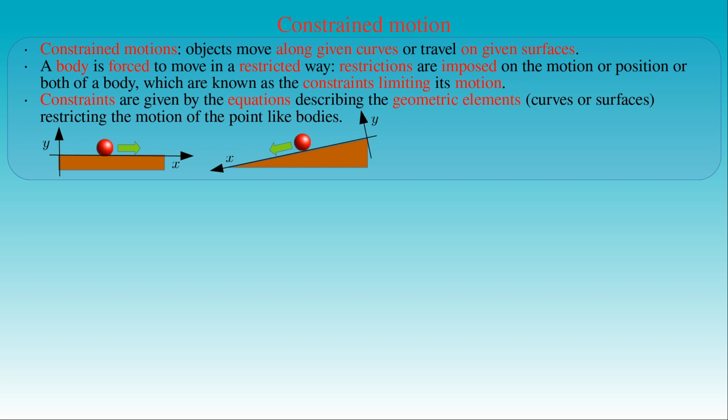Then the constraint for the moving ball is described by the equation stating that the coordinate y of the position of the center of the ball is constant during its motion in both cases. If we consider the ball as a point mass, then we can state that the y-coordinate of the position of the moving ball remains 0.